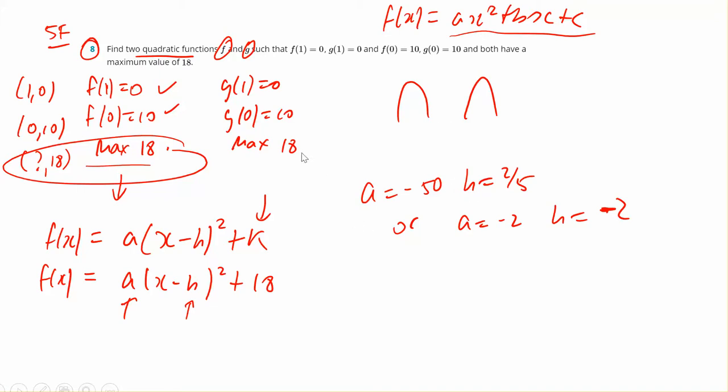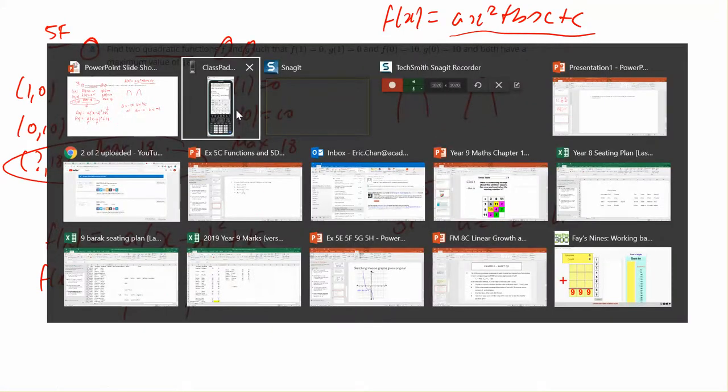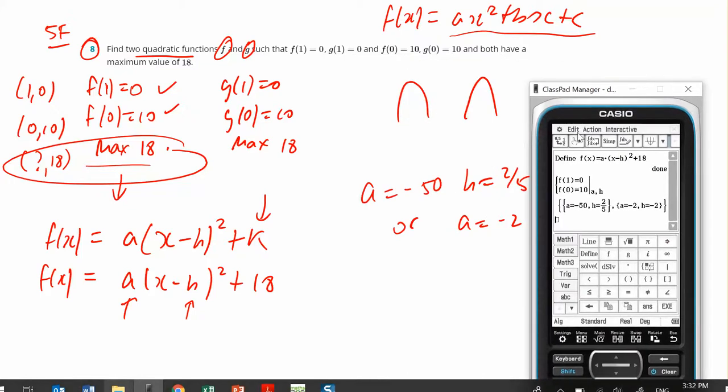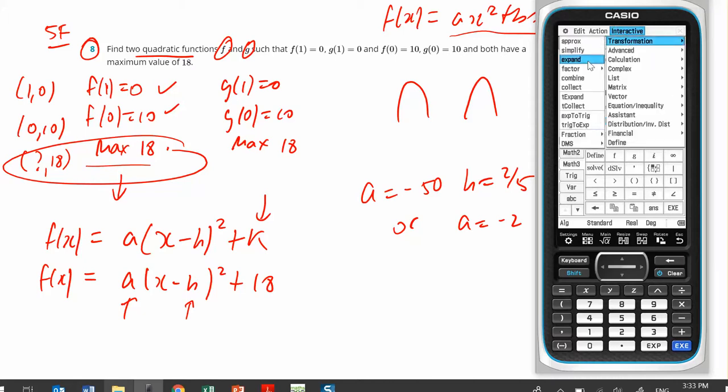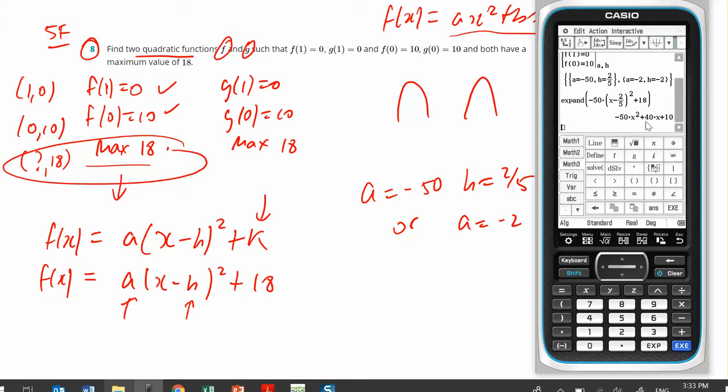Now if you're going to check your answer at the back of the book, you're probably not going to get it in turning point form, so you've got to sub it in and expand it. To check whether your answer's right, simply do this. We've got negative 50, and I'm just going to sub in what I already have: (x minus 2/5) squared plus 18. The way you check your answer is go interactive, transformation, expand, and that should be one answer.